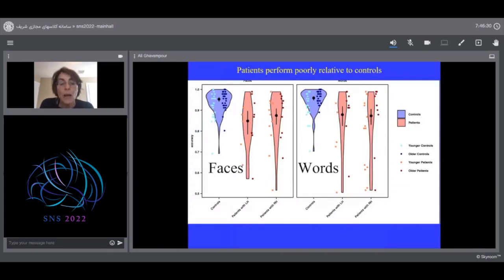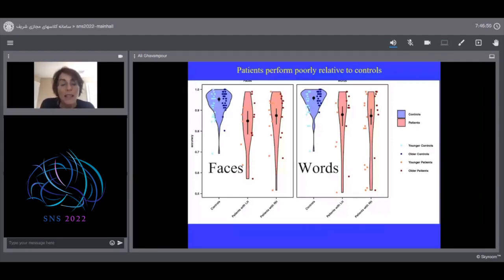Okay, here are the results. Faces are in the left graph, words on the right graph, accuracy is on the y-axis. The blue is for the controls and the red is for the patients. If we just look at the blue, we can see that overall, there's actually not that much difference in face and word recognition. So using two hemispheres, you're super good at both face and word recognition.